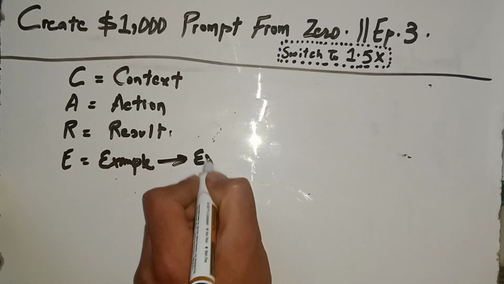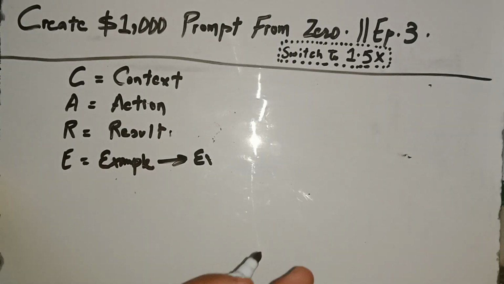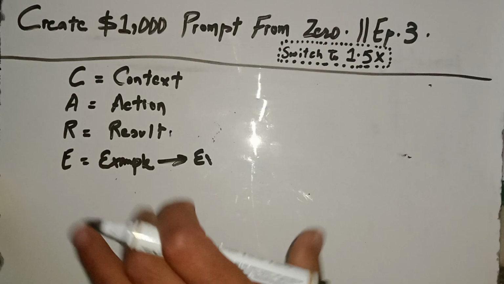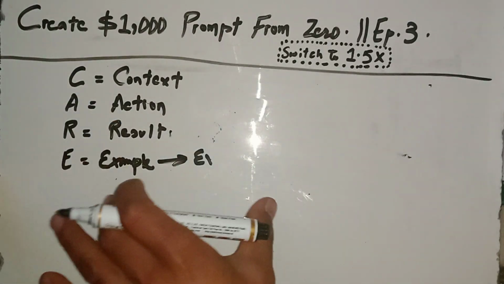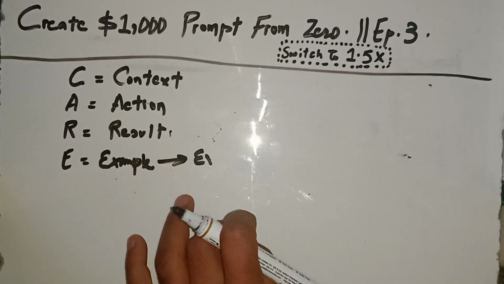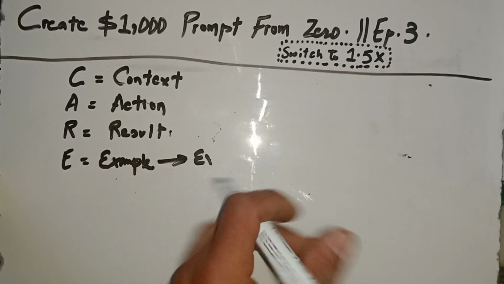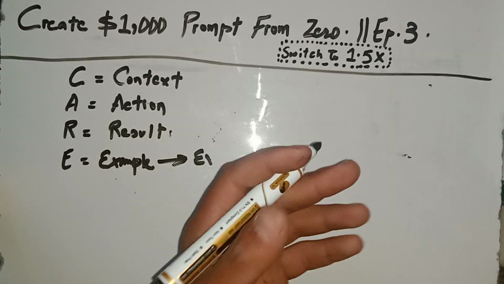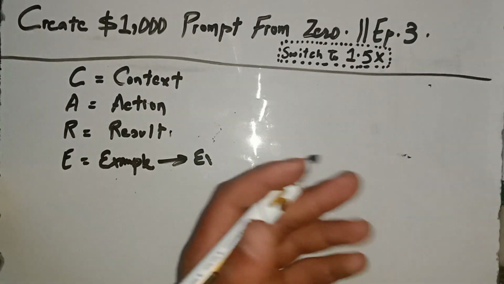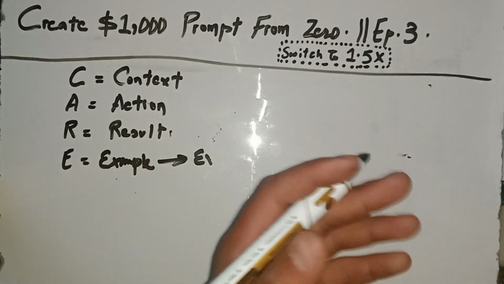and the final and most mandatory thing is to add an example. If you want the best result using the CARE framework, it is highly recommended to add an example. You can add an example of content which is already viral in your niche, or an example of the style which you want to follow or build.